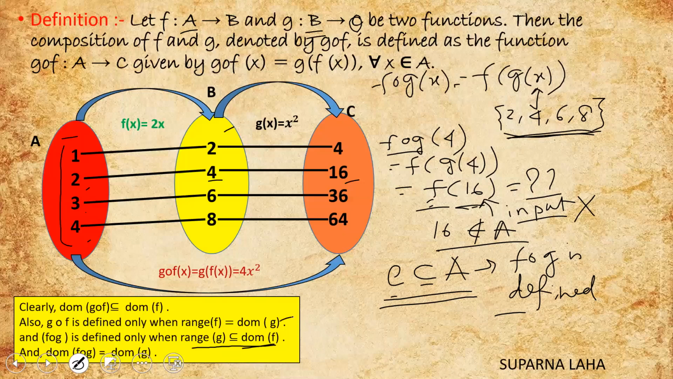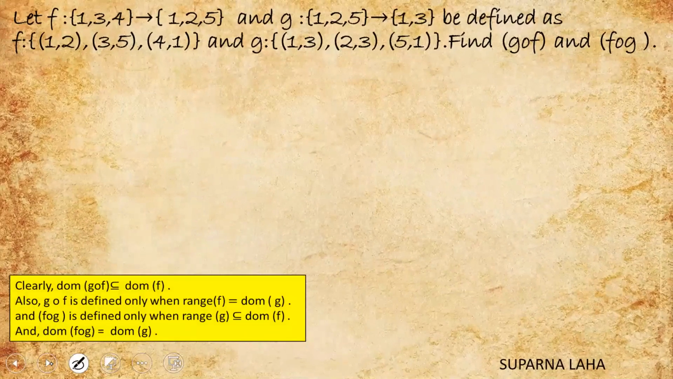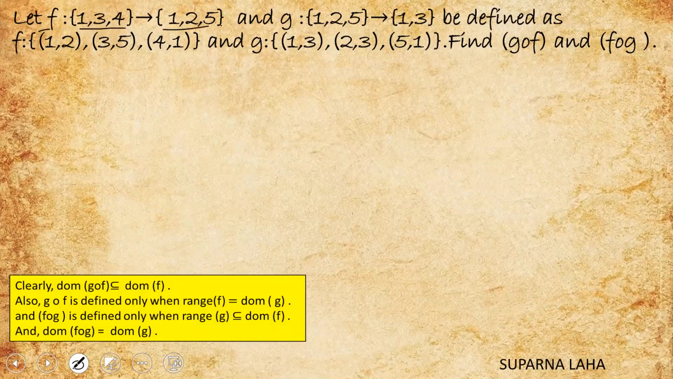Now let's check these two conditions by some examples. Here a function f is given from {1, 3, 4} to {1, 5}, and here is the definition of the function: image of 1 is 2, image of 3 is 5, image of 4 is 1. Another function g is defined from {1, 5} to {1, 3}, and here is the definition of the function g.